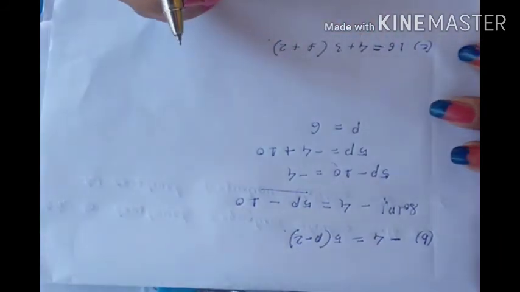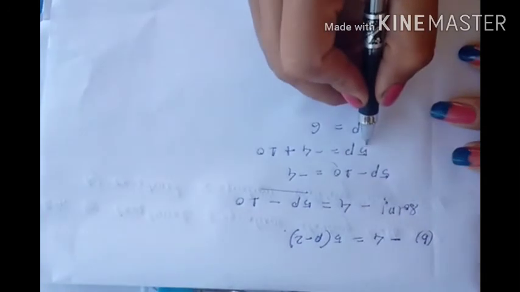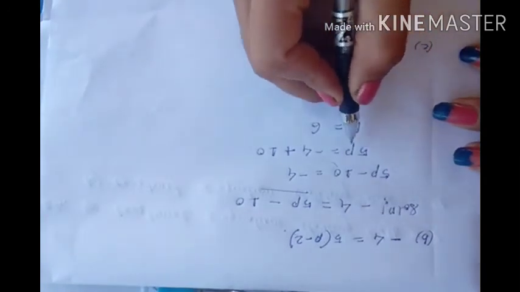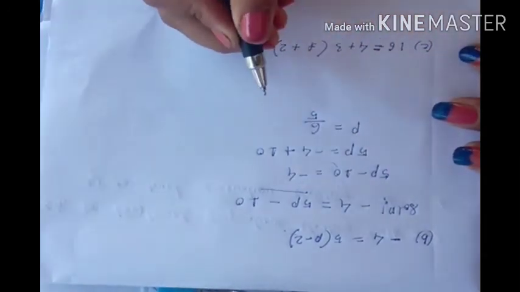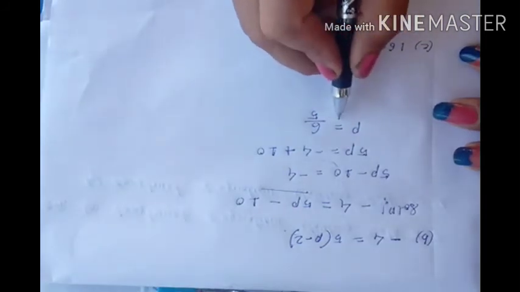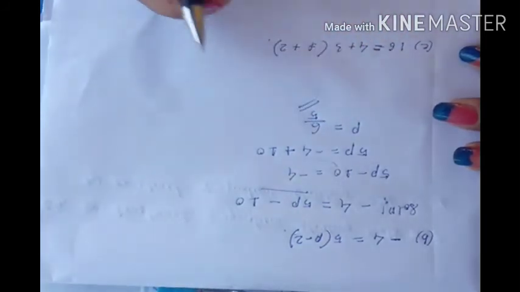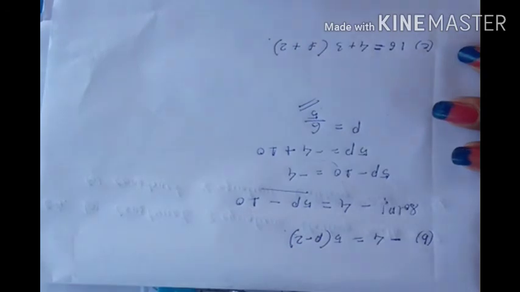So p equal to, now here it is 5, isn't it? 5 is multiplying with p. If you transfer it here, it will become what? Divide. It will become divide. So p is equal to 6 upon 5. So what is the value of p? P is equal to 6 upon 5.